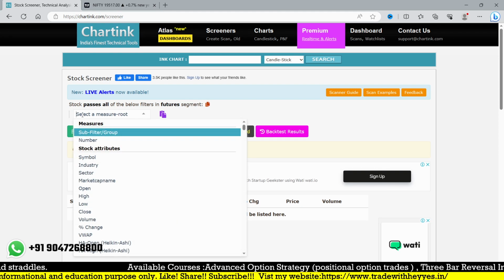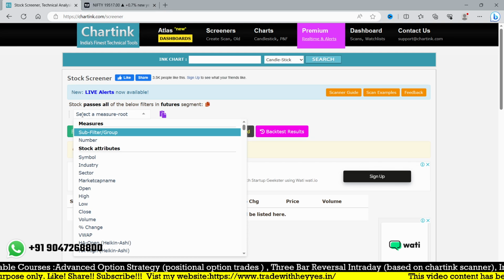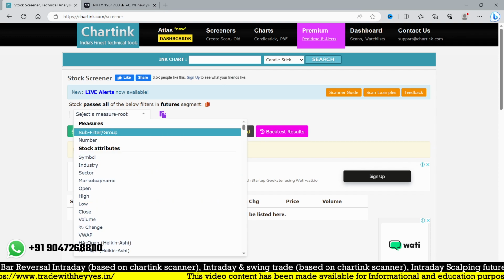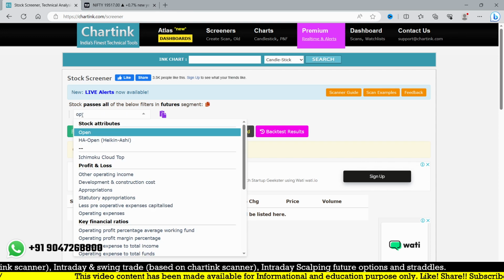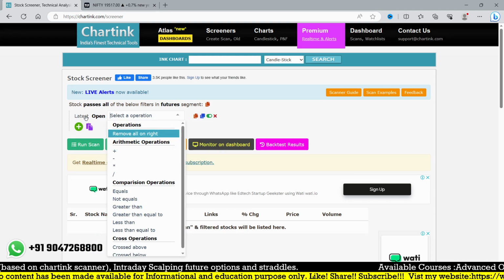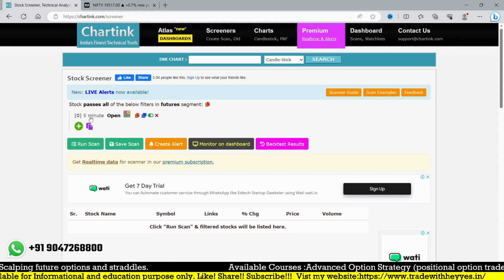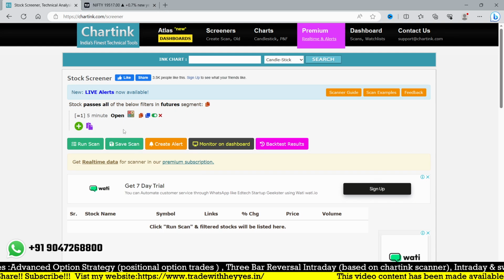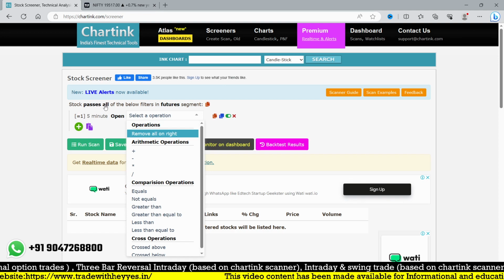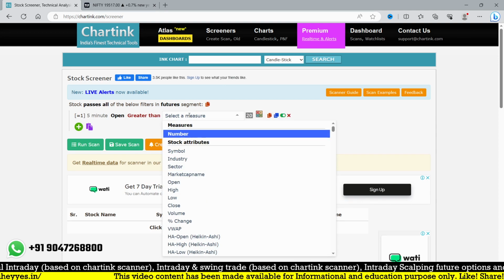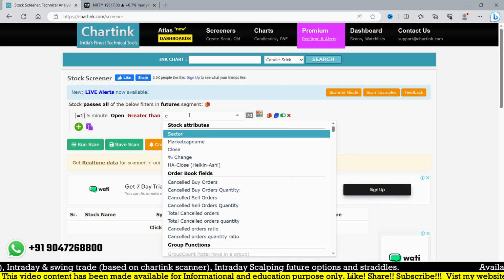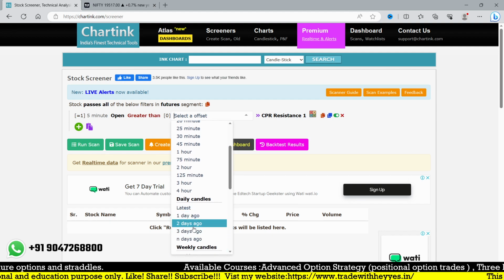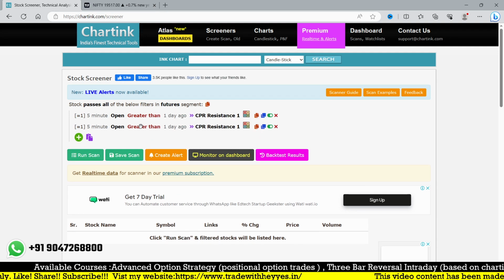So, stock open above R1. Okay, Camarilla, that is a CPR R1. So maybe around the first 5 minutes only we can take the open price. Let us open a 5 minutes time frame. I'll take the 5 minutes open, the first candle. If you are using the first candle, it will never repaint. Okay, open greater than CPR resistance one level, and here you need to use daily and also 1 day ago. Then only it will be working right.